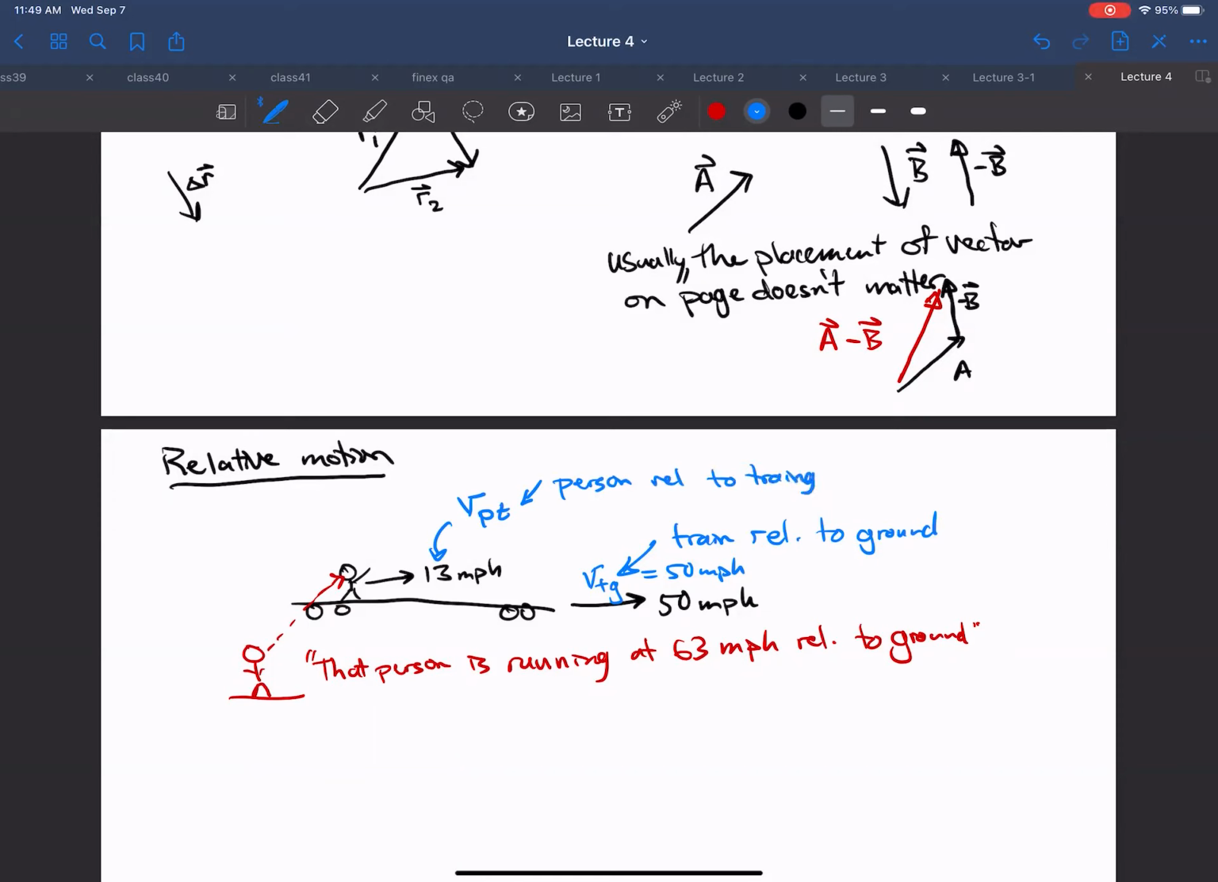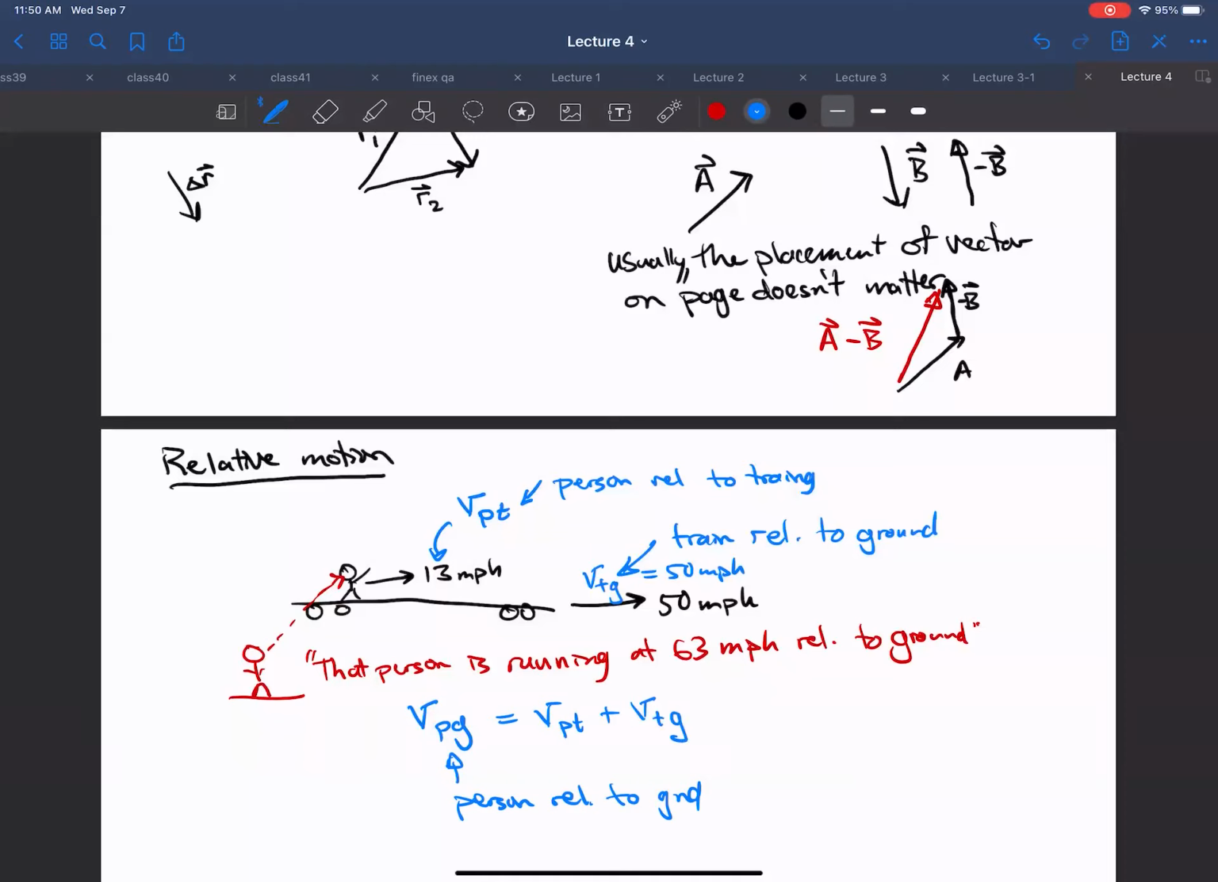And using this system of subscripts, the velocity of the person relative to the ground, what symbol would we use for that? V sub PG, exactly. So V sub PG, person relative to ground, is equal to V sub PT plus V sub TG.